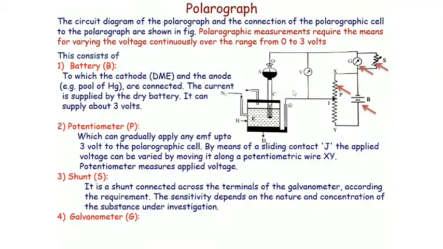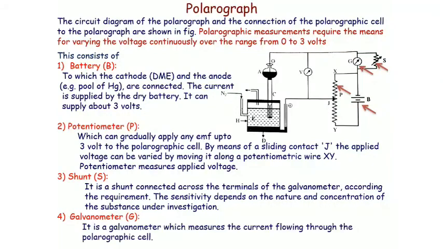Then the shunt. The shunt is connected across the terminals of the galvanometer according to the requirement. The next component is the galvanometer. The galvanometer is used to measure the current which is flowing through the cell. Okay, this is a polarograph. Polarograph means the apparatus which is useful for polarographic measurements.